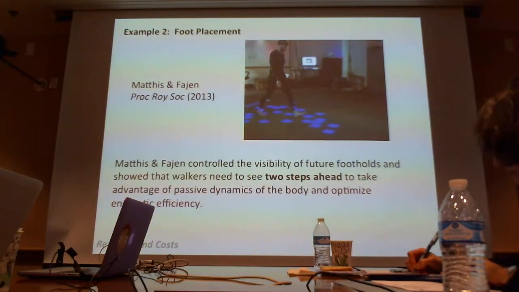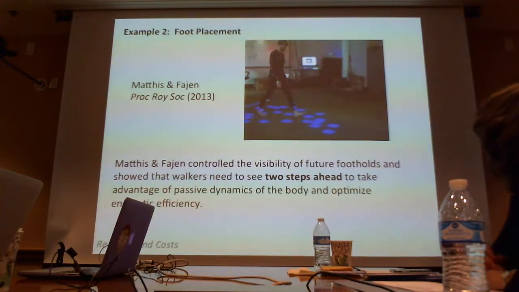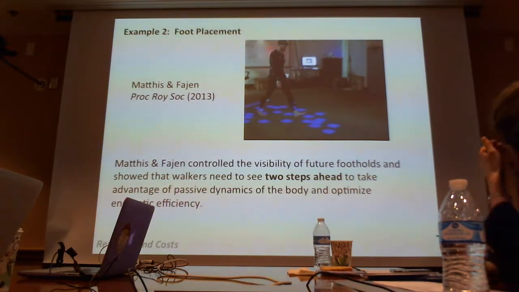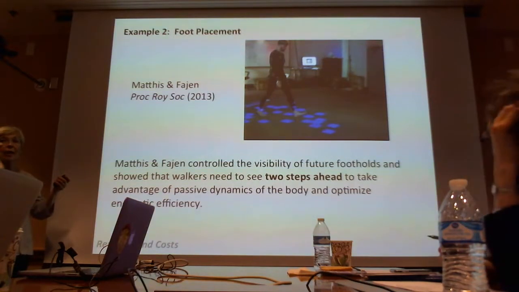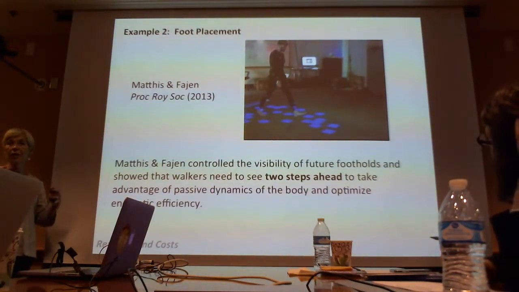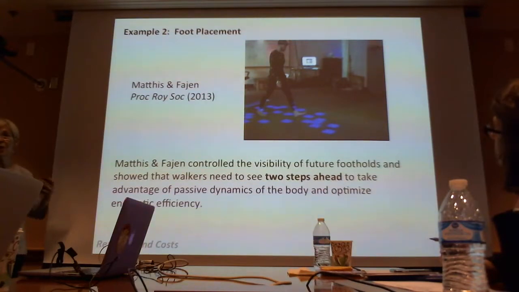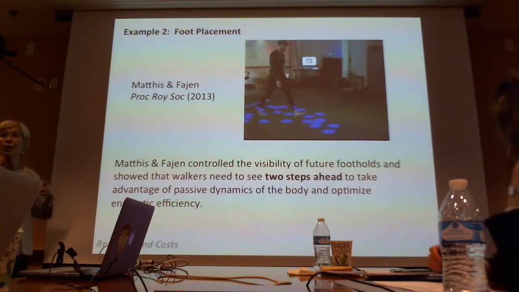I want to give another example now. There's work by John Mathis and Fajen, and what they showed was they manipulated the amount of visual information. I think you have to either step on the blue things or not on them. They manipulated how far ahead you could see. And what they showed is that you need to see at least 2 steps ahead in order to take advantage of the passive dynamics of the body. And this is the most energetically efficient. We all naturally choose our most comfortable walking pace, which is the most efficient one.